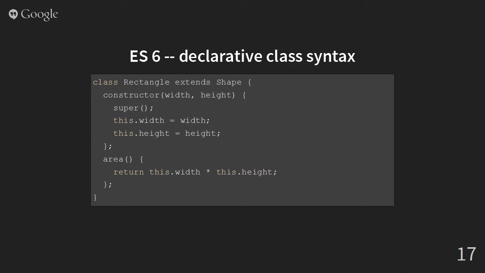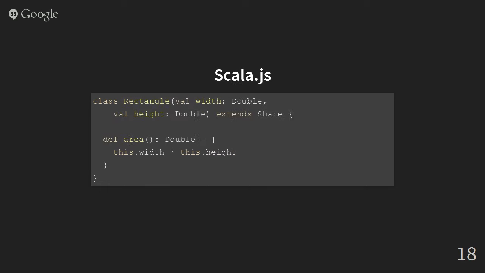So Scala.js also has classes. They're a little bit shorter even, because Scala basically conflates both the constructor and the definition of the class header. So at the same time, by declaring val width and val height here, we both declare the parameters of the constructor and declare how they're supposed to be assigned to fields. So it's the same thing.